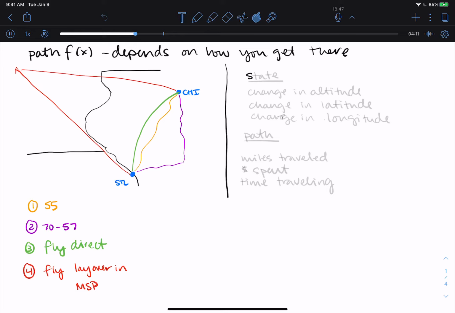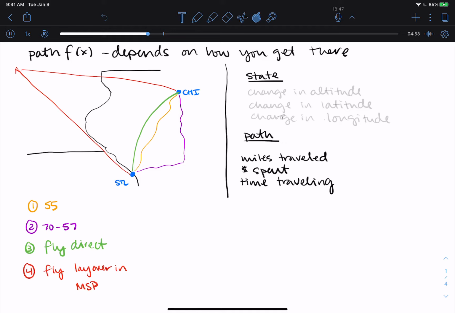All right. In every single case, you started in St. Louis and you ended up in Chicago. But there are parts of this trip that are different depending on the path that you take to get there. So these are the path functions. So things like miles traveled will be different for every trip. Probably the money that you spend will be different for every trip. The time spent traveling will be different for every path that you take to get from one place to another.